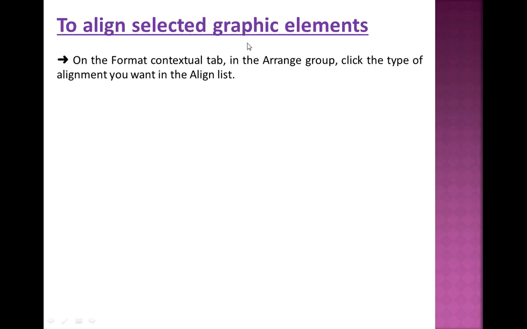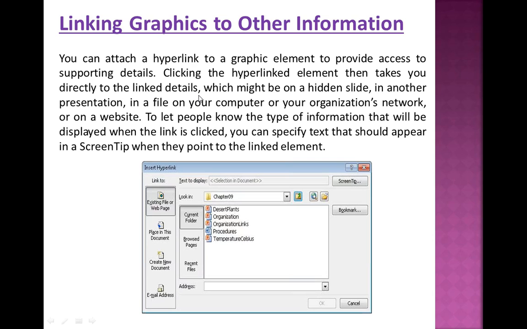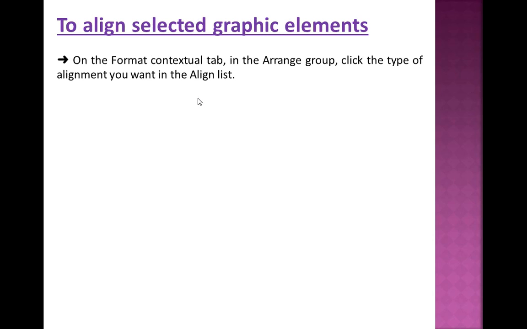When we want to align, this says how to align a selected graphic element. Simply go to the Format Contextual tab, means right click on the picture, go to the Format Contextual tab, go to the Format tab and click in the Arrange group, click the type of alignment you want in the alignment list. Next topic is linking graphics to other information, but before this, let's do the practical part of the MS PowerPoint 2010.